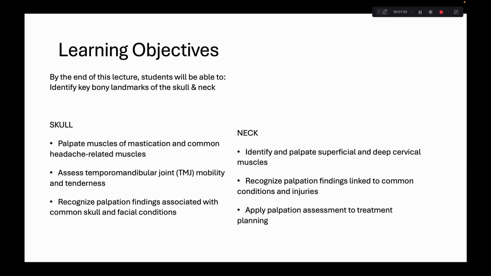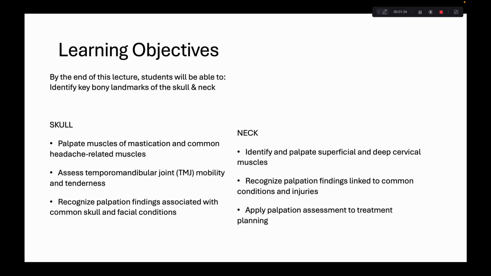So by the end of this lecture, you should be able to identify some bony landmarks of the skull and neck. We're going to go to the skull section here right now. We're going to palpate muscles of mastication and common headache-related muscles. We're going to find the TMJ joints, look for any mobility issues or any tenderness on your classmate. We're going to recognize palpation findings associated with common skull and facial conditions.